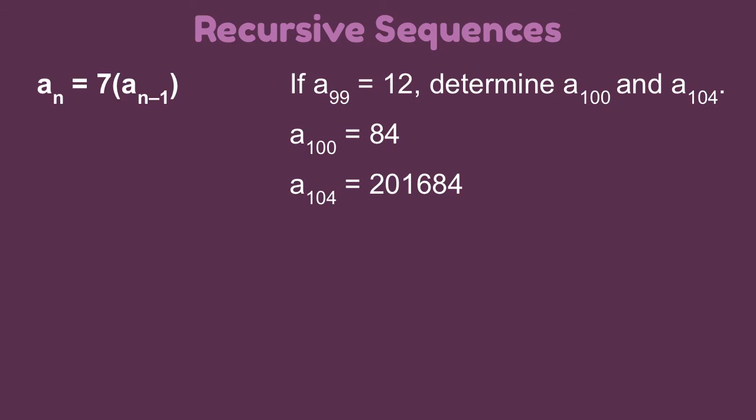So the key thing that you need to know about recursive sequences is that they are based off of the previous term. When you look at your equation for a recursive sequence, if it shows that you're adding the same number every time, that's going to be an arithmetic recursive sequence. And if you see that you're multiplying every time, that's going to be a geometric recursive sequence.